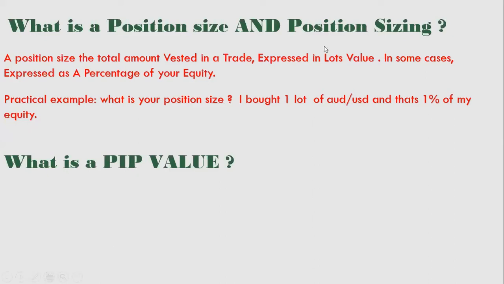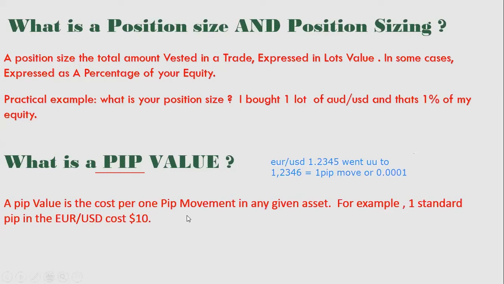Earlier on, we talked about a pip. What is a pip? The pip is the fourth decimal place in a currency unit. For reference's sake, I'll put it down. Euro USD equals 1.2345, and it went up to 1.2346. That equals a 1 pip move, or 0.0001. It's very easy.